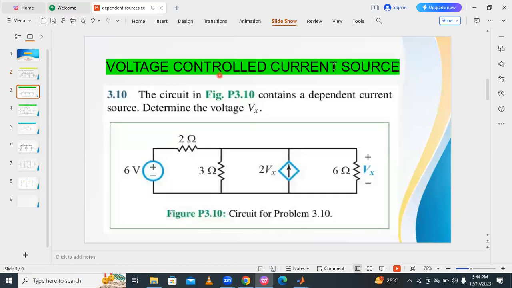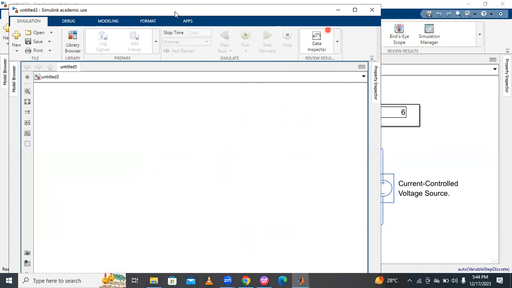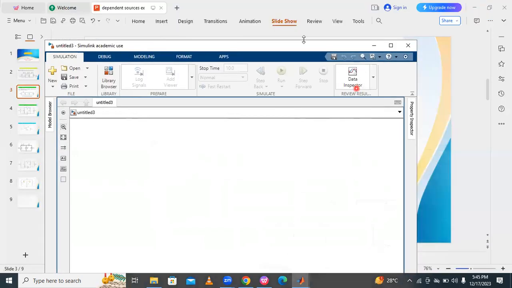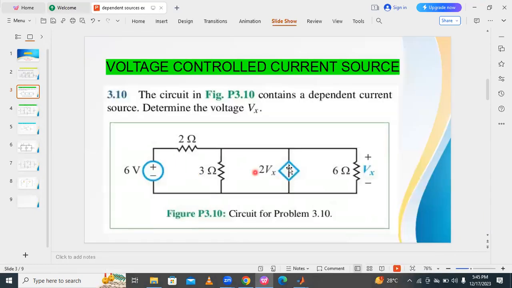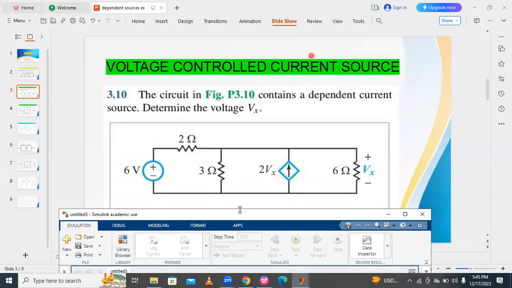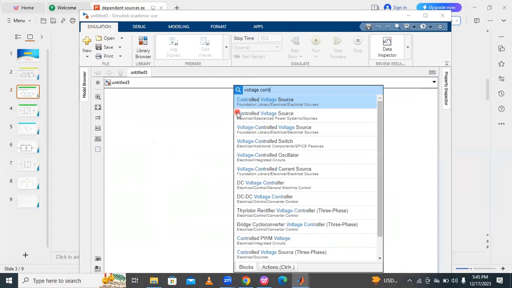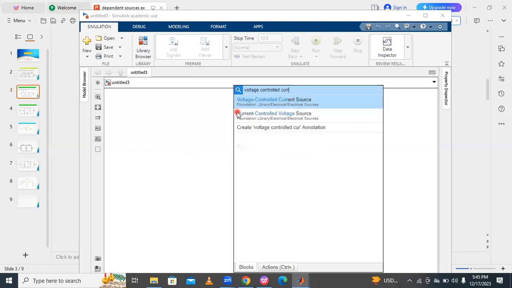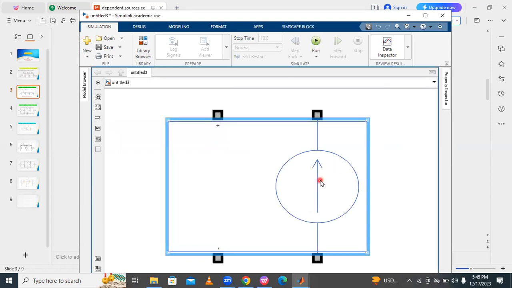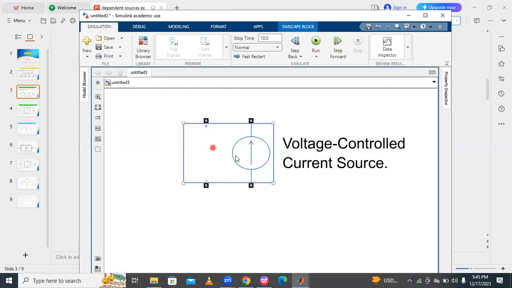Coming to the next, the voltage controlled current source. Take a new drawing sheet, and here we have to simulate the voltage controlled current source. Like this, voltage controlled current source. This circle is called the source, and this plus minus depends on a parameter, that is the controlling voltage. This is called a voltage controlled current source.